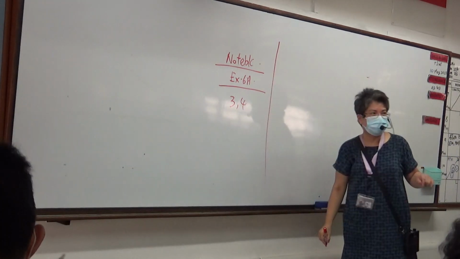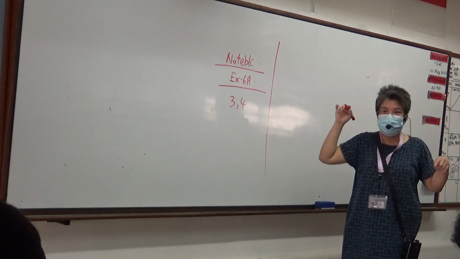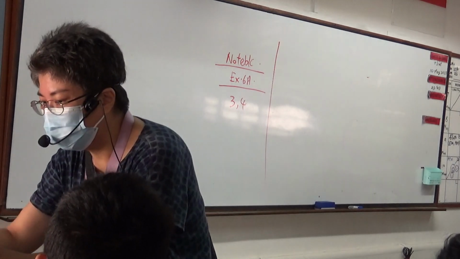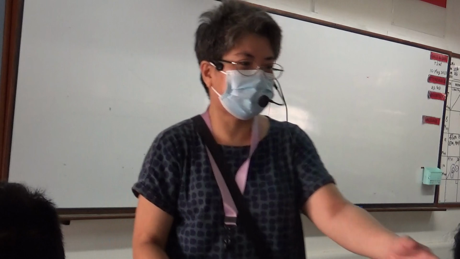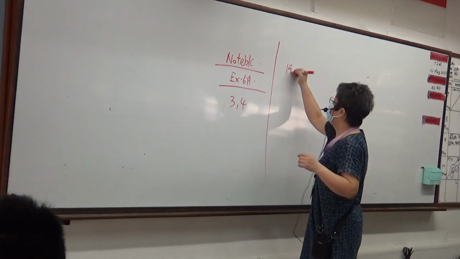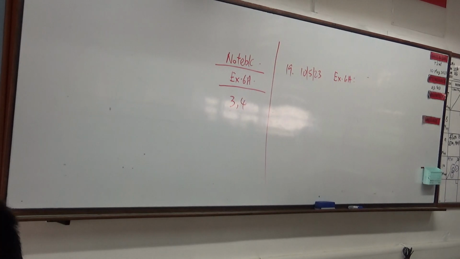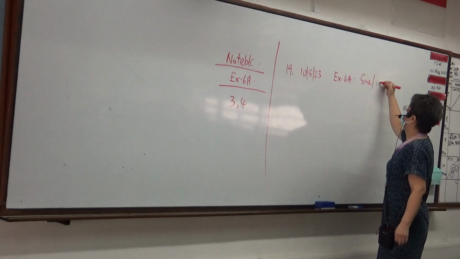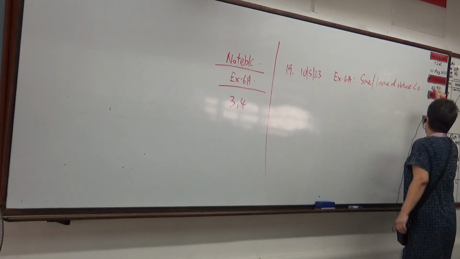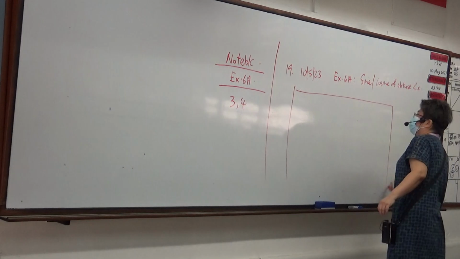Okay, what's the number on your content page? Not right one, 21. What was the last item? What's the title? Graphs, correct. So what's the number we have? 19. Okay, 19, today's day. Exercise 6A. Sine, cosine of obtuse angle. Okay? Can you take out your foolscap paper and start?